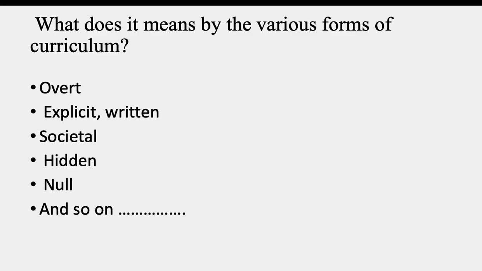Okay. So, what does it mean by the various forms of curriculum? That overt, explicit, written, societal, hidden, null, and so on. So, you already see what it means that they are all interrelated. Every curriculum is overt. Every curriculum has some part that is explicit and written. Every curriculum has societal elements. Every curriculum has some hidden agenda. Every curriculum has some null part, just because teachers don't know how to teach it, and it remains there. And there are so many things. So every curriculum has all the forms in one way or another. That is the core that I want you to know.